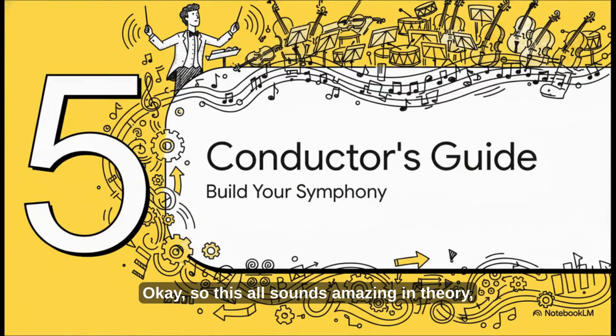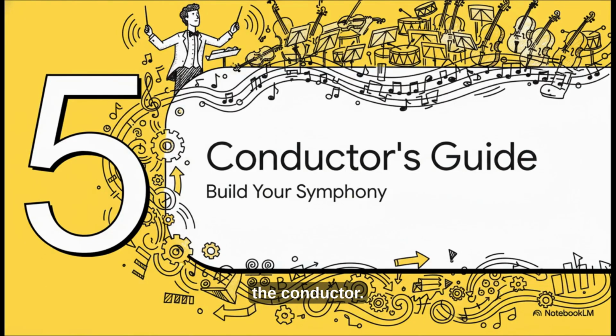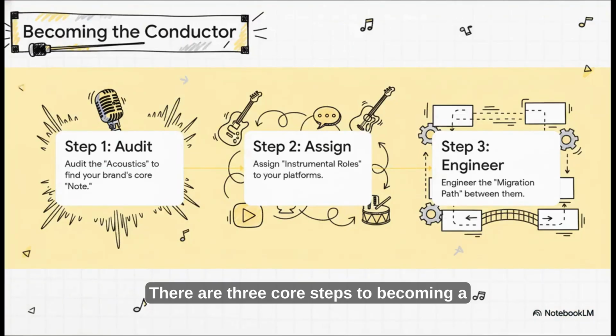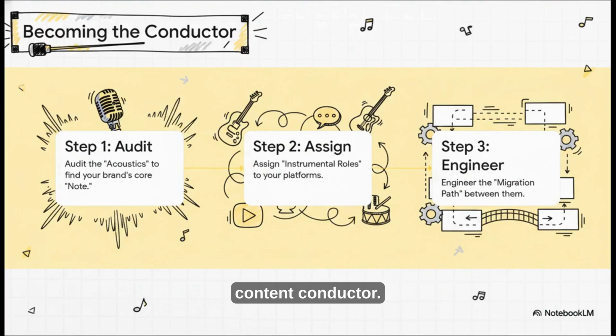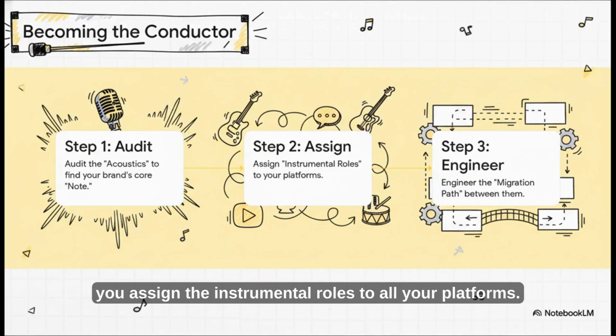Okay, so this all sounds amazing in theory, but how do you actually build it? Let's switch gears from understanding the symphony to becoming the conductor. This is the practical, actionable part. There are 3 core steps to becoming a content conductor. First, you've got to audit your acoustics. That means finding your core sound. Second, you assign the instrumental roles to all your platforms. And third, you consciously engineer the migration paths between them.